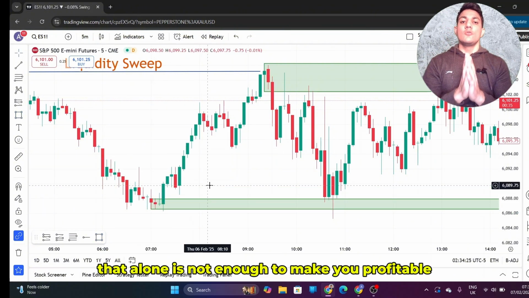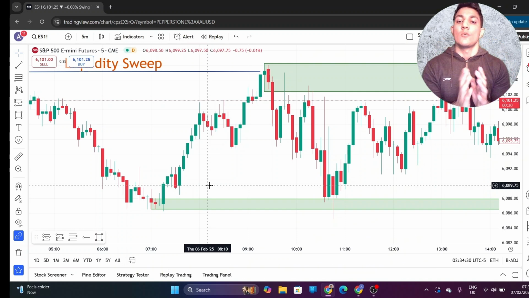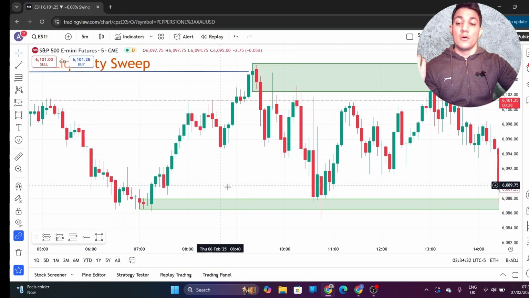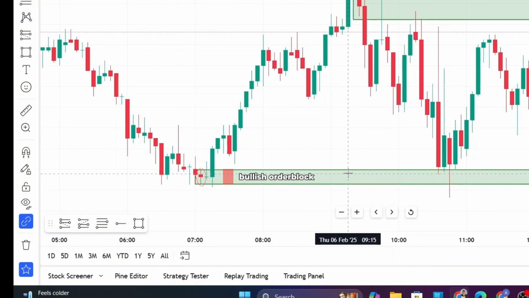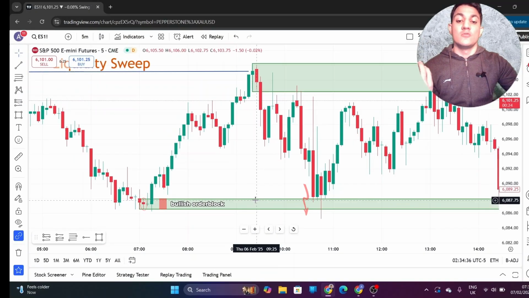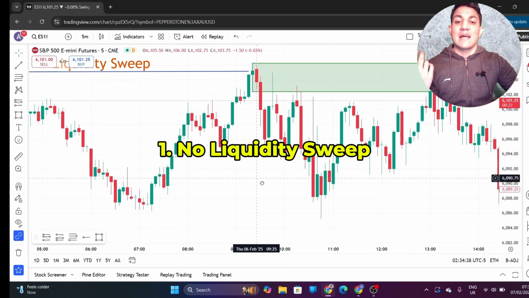Now that alone is not enough to make you money. You're not going to make money just by knowing that, because that's not enough for an order block. There's two more things you need to look for. But just look at this, right? This was a so-called bullish order block that failed, and it failed for two reasons. The first is that we didn't have a liquidity sweep.